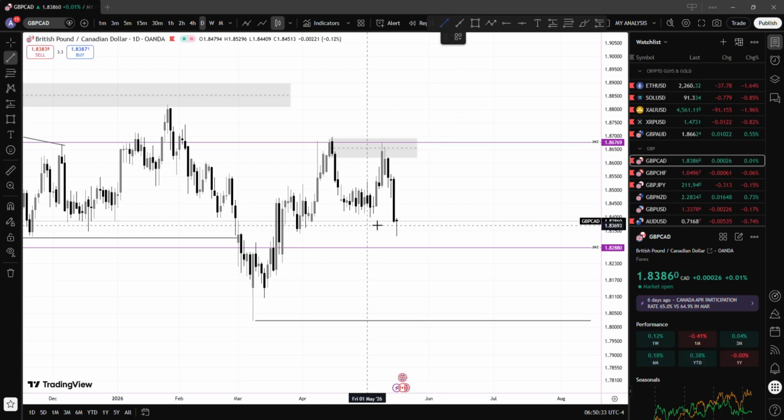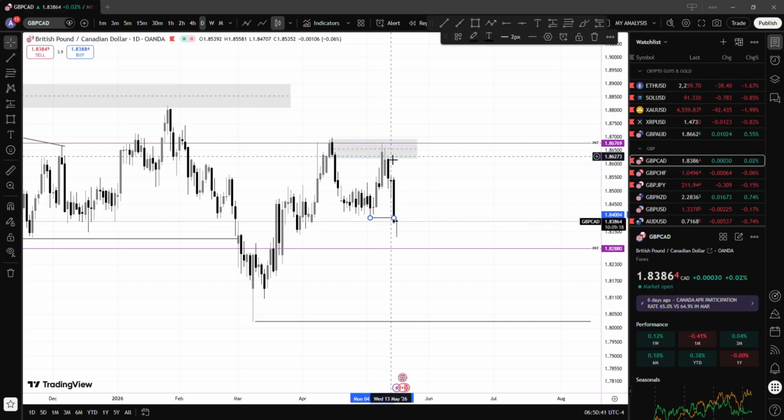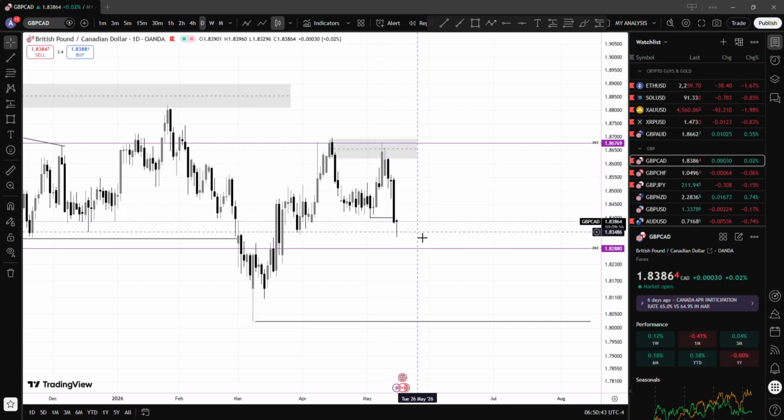Now I can see price has taken out this low on my daily time frame. It means this order block, this push, is really strong. Now I can see price has given me another order block here. I'm just trying to tell this story. I'm trying to tell what I can see here.